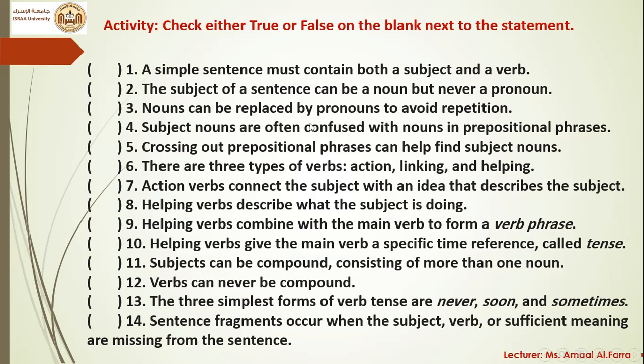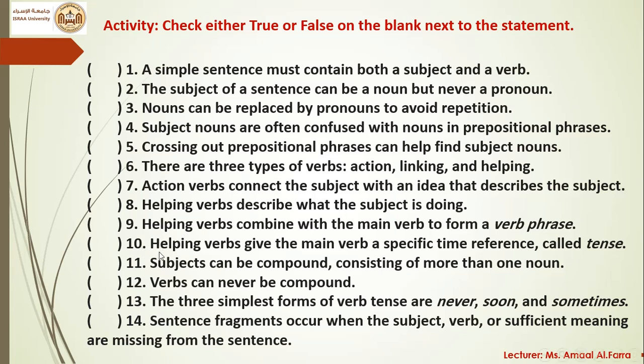3. Nouns can be replaced by pronouns to avoid repetition. 4. Subject nouns are often confused with nouns in prepositional phrases. 5. Crossing out prepositional phrases can help find subject nouns. 6. There are 3 types of verbs: action, linking, and helping. 7. Action verbs connect the subject with an idea that describes the subject. 8. Helping verbs describe what the subject is doing. 9. Helping verbs combine with the main verb to form a verb phrase.